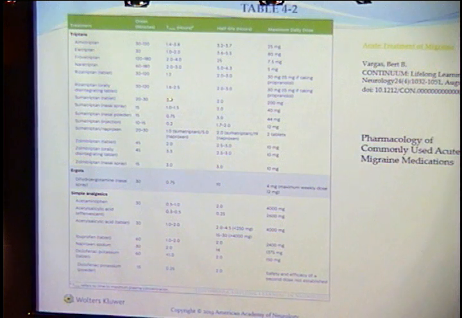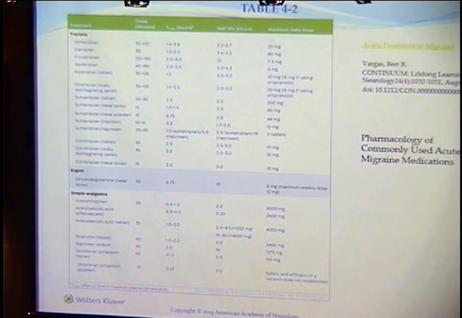So you will repeat the dose then. The next thing to know is what's the maximum dose you can take in a day. So with the triptans, it's 200 milligrams, which would be 2 100-milligram tablets, or 2 injections or 2 nasal sprays, or the equivalent. 1 injection and a 100-milligram tablet is equivalent to 200 milligrams. 1 nasal spray with a 100-milligram tablet or an injection is also the equivalent of 200 milligrams.